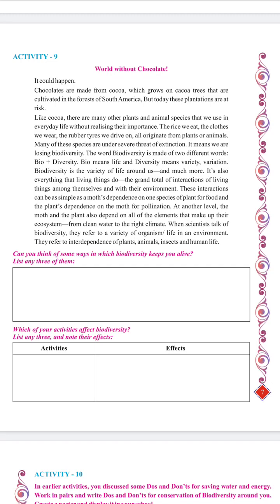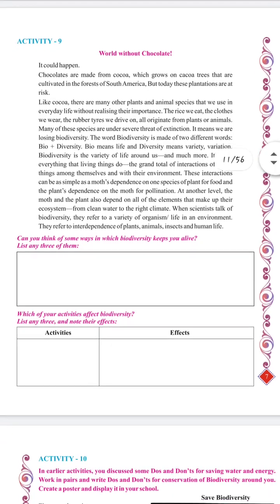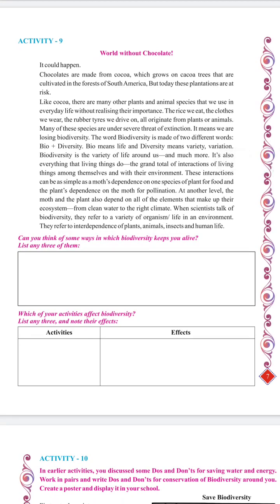The rice we eat, the clothes we wear, the rubber tires we drive on, all originate from plants or animals. So many of these species are under severe threat of extinction. So now you understand the word extinction. If you do not understand, you can take the help of a dictionary so that you can get the clear meaning. The meaning of extinction is to get extinct.